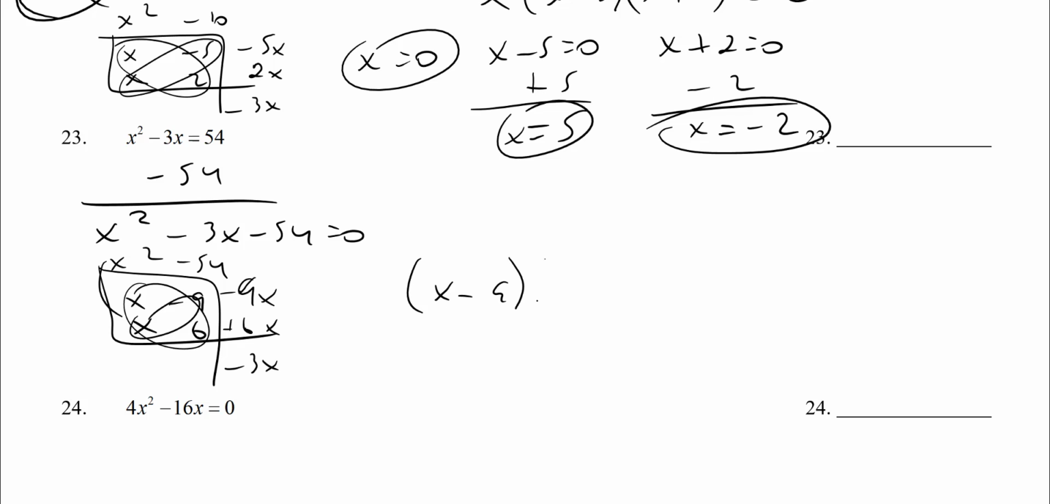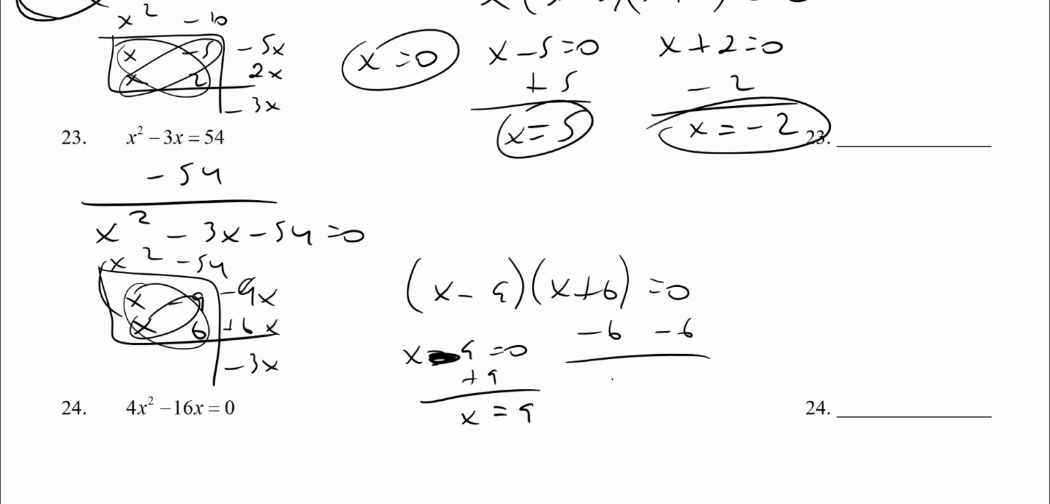X minus 9, x plus 6 equals 0. And so I set each of those equal to 0. So x minus 9 equals 0. Add 9, x equals 9. Subtract 6, x equals negative 6. So you have negative 6 and 9.